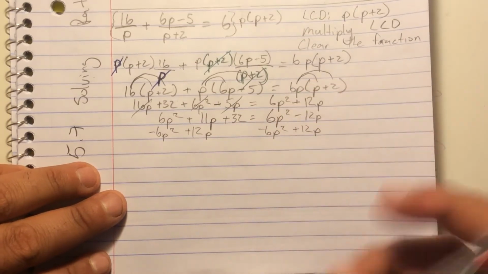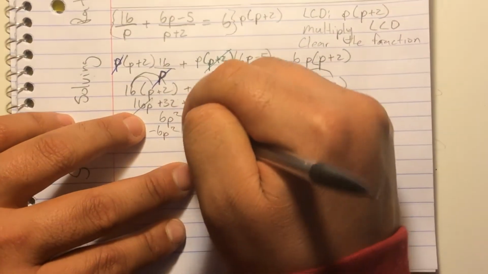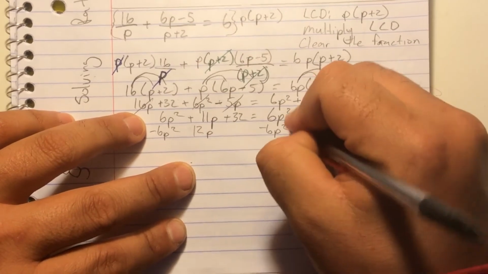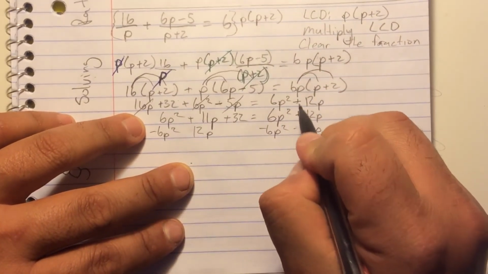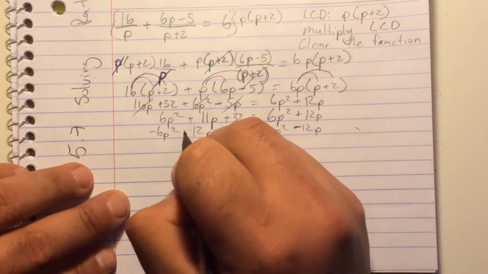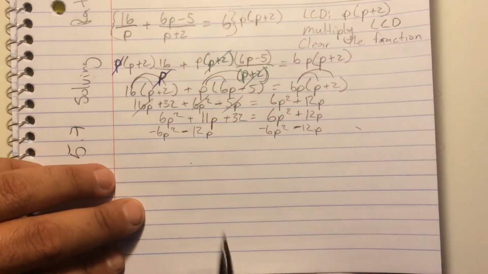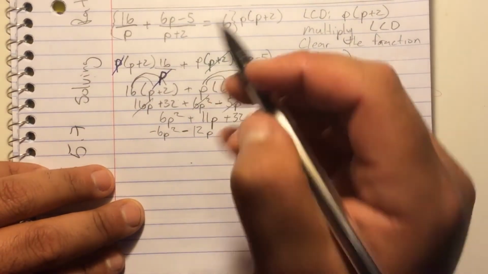Oh my god, I did it again, sorry. I was like, this is not looking right. Because you see this here? I brought a negative down, but it's supposed to be a plus. So we are subtracting 12p here. Okay. No more mistakes, I promise.